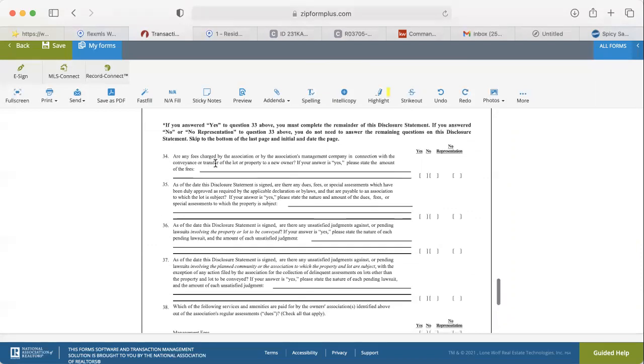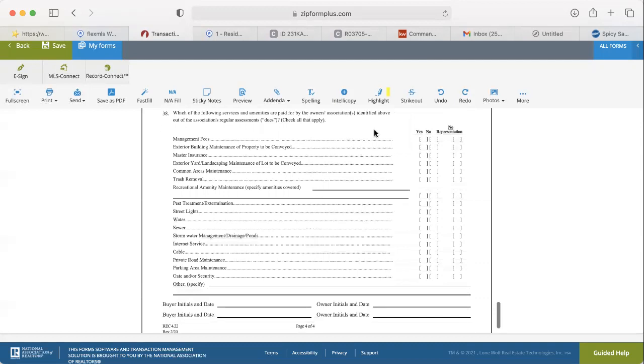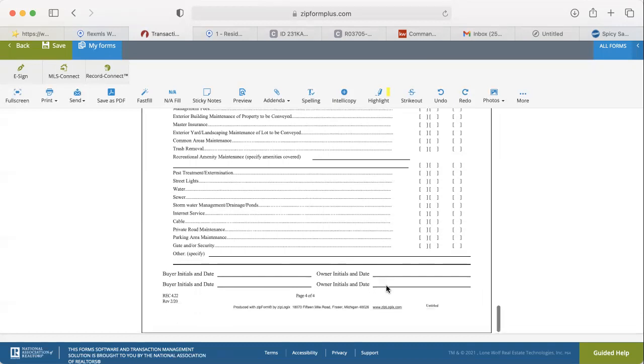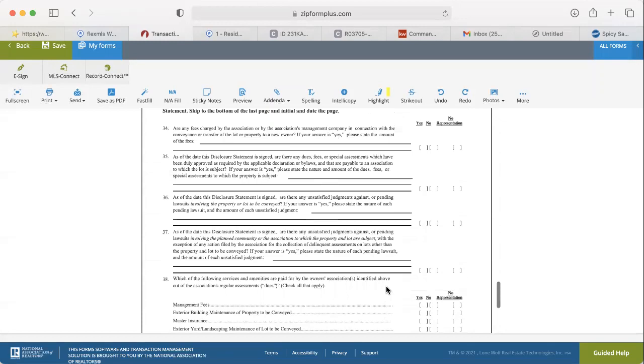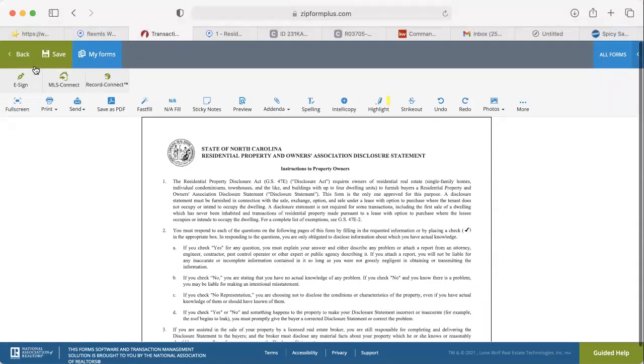This page talks about any additional fees or expenses that the HOA might have. And then if there is an HOA, what does it cover? And you would check the appropriate box, or the seller would, excuse me. And then they would initial at the bottom of each page. So that's the residential property disclosure. It's so important, so important.